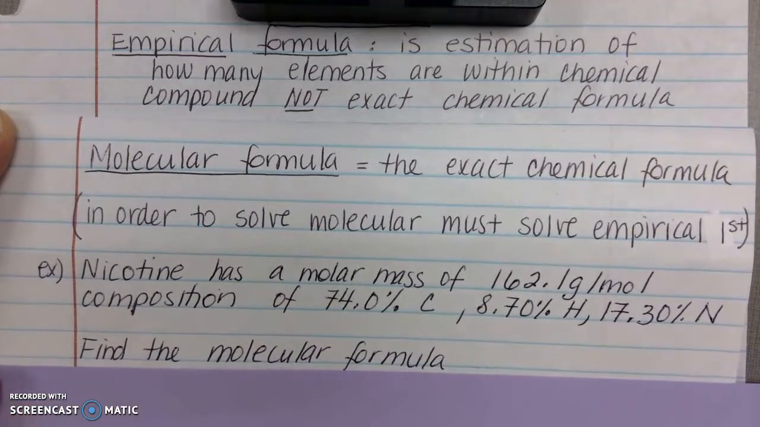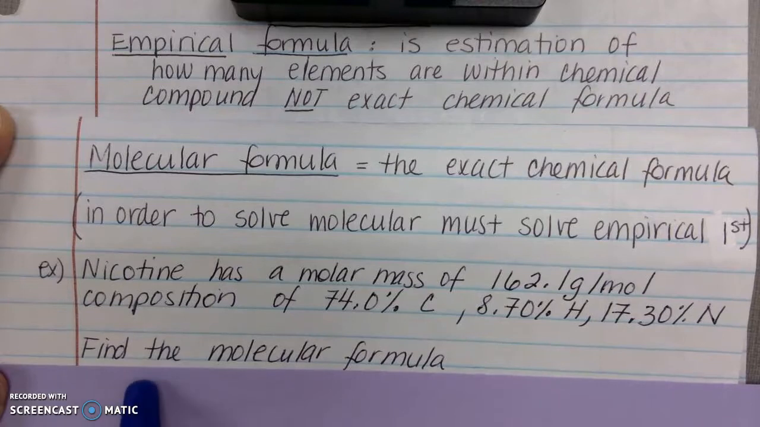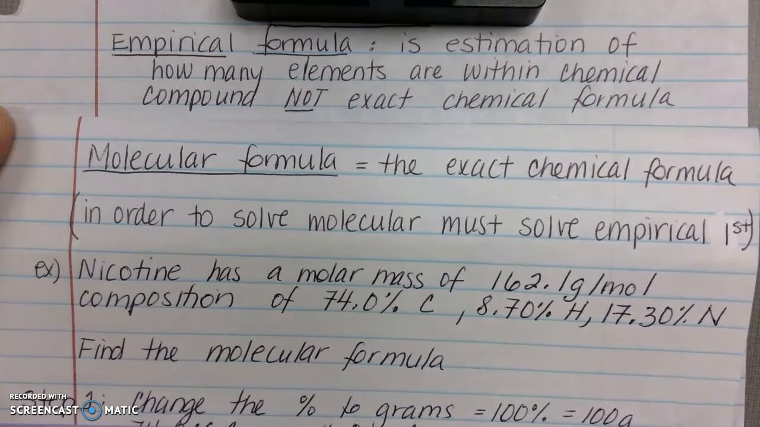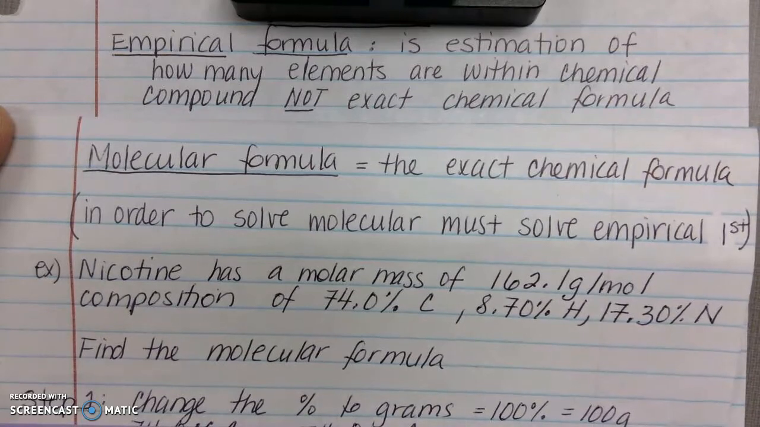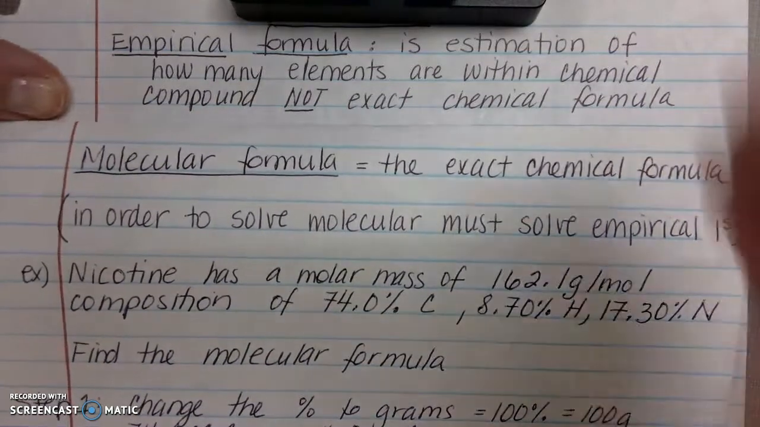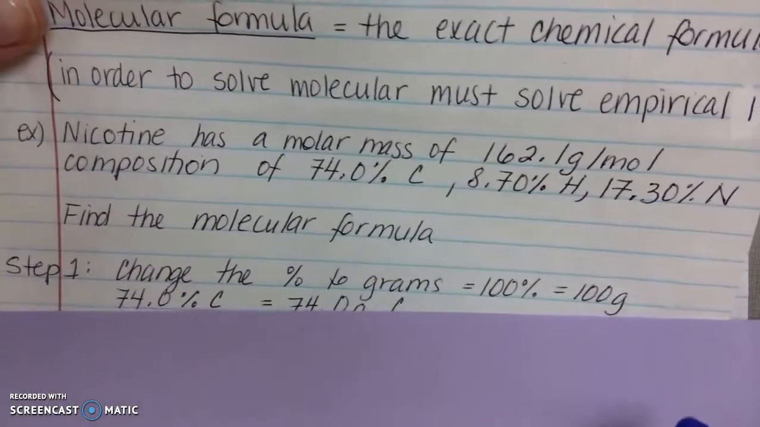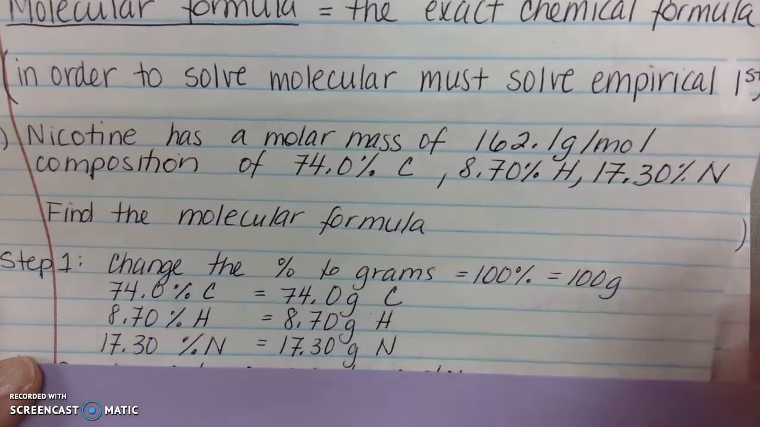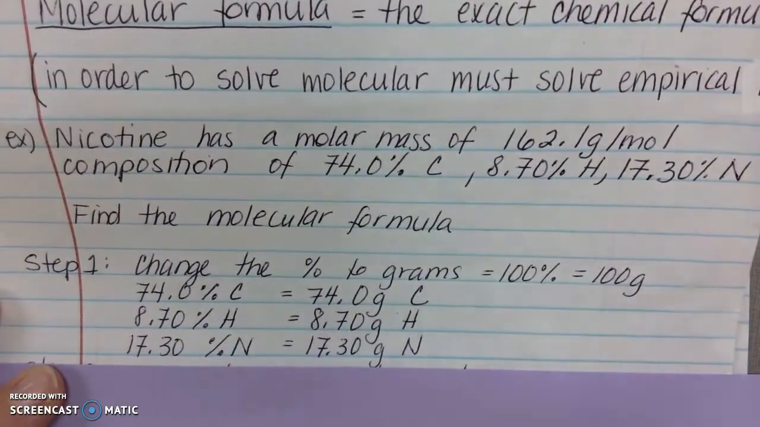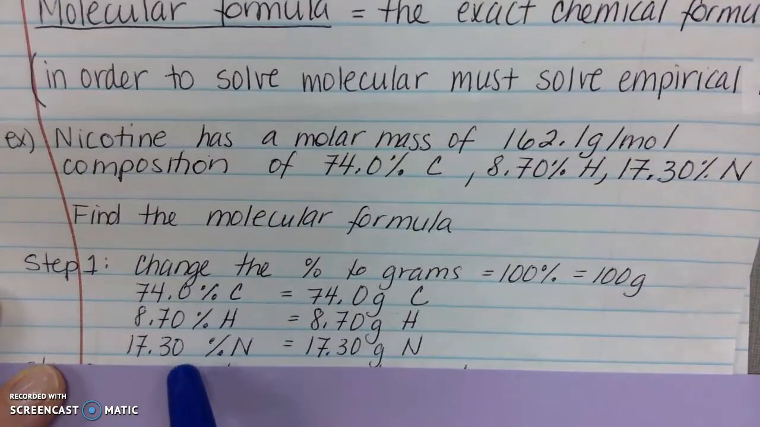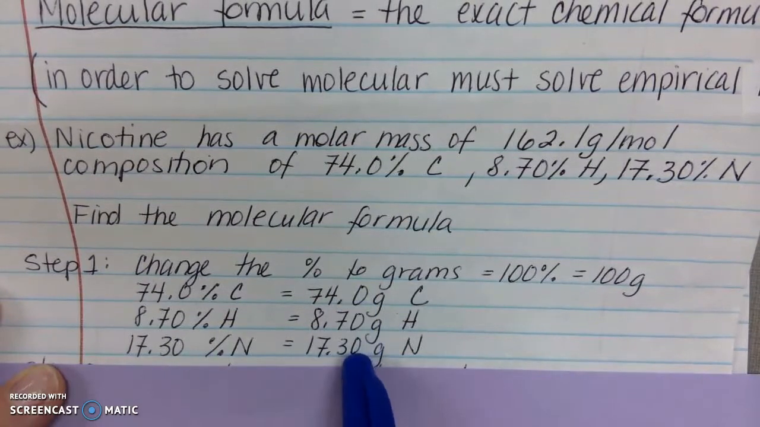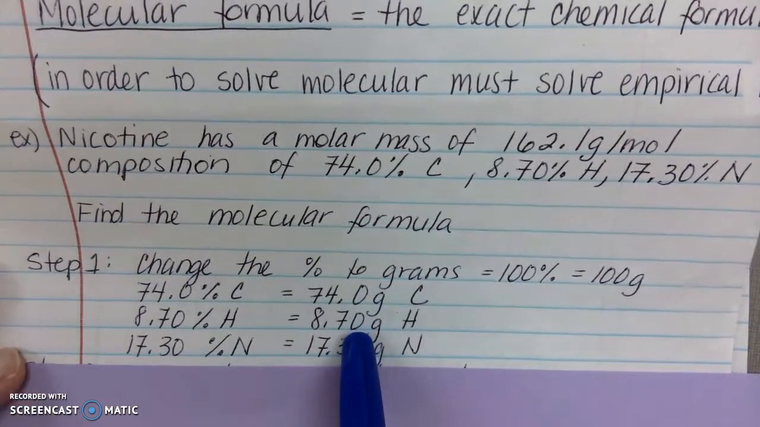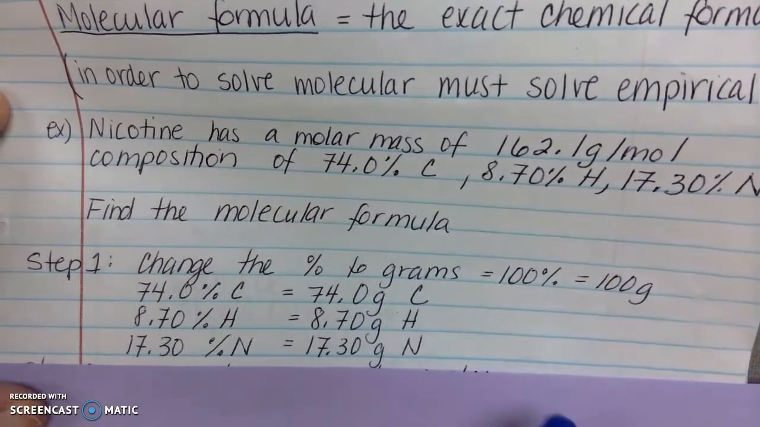So I've written out the steps for you. We need to first find the empirical formula, which starts by changing the percent to grams. We're assuming that 100% is 100 grams. So by changing all three of those from percent to grams, we have 74 grams, 8.7 grams, and 17.3 grams. That's step one. If it's already in grams, the step doesn't need to happen.